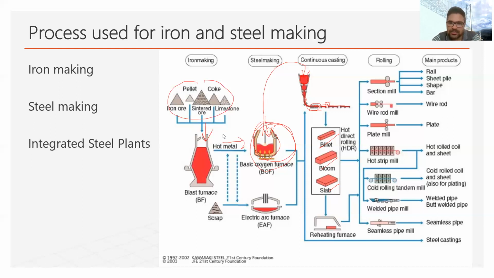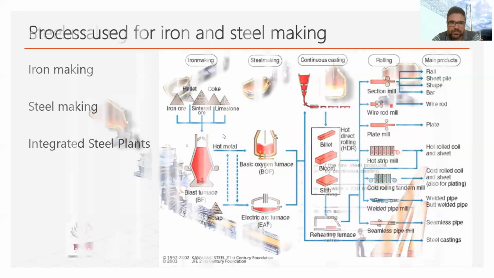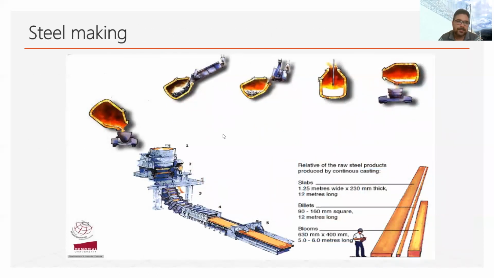So I will show you that using the photo. There you can see this is the BOS, and from this the liquid steel is being removed in this part, and this part is being put here, and now you can see this is the continuous process. The molten steel is coming like a ribbon. Now this ribbon is further cut into small pieces. Now those small pieces can be billets, blooms, or slabs.